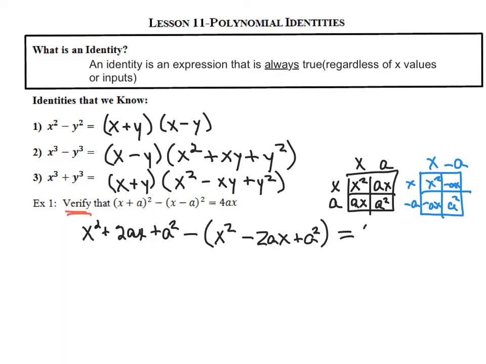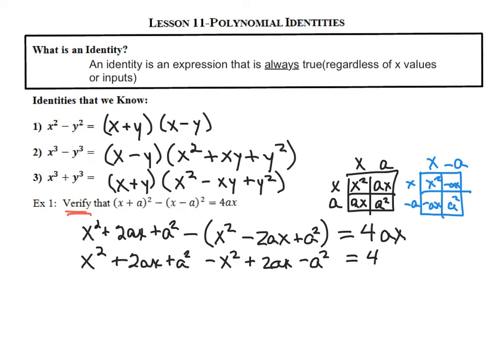And I want to know, does the result always equal 4 times a times x? So putting together like terms, I'm going to first of all distribute the minus sign. So x squared plus 2ax plus a squared minus x squared plus 2ax minus a squared. Does that equal 4ax? Now, of course, I have some like terms. My x squared subtracts x squared. A squared subtracts a squared. So that allows me to add together the only terms that are left on the left side. 4ax is equal to 4ax. So this is how I verify that an identity is true, by showing that the left side is always equal to the right side, and I've shown this algebraically.